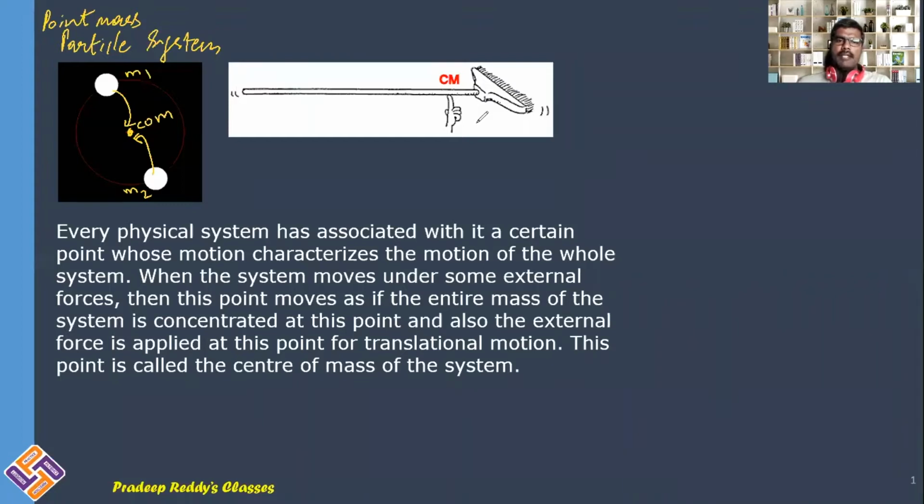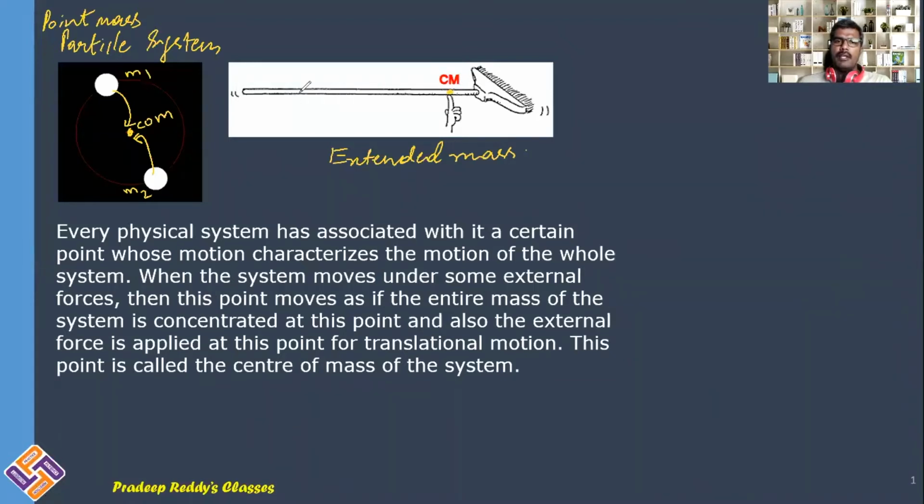Similarly, we will be taking this as an extended mass. And in this extended mass, see, you have a long rod. This is like a broomstick, wiper. We will be cleaning the floor. The center of mass is placed nearby this position.